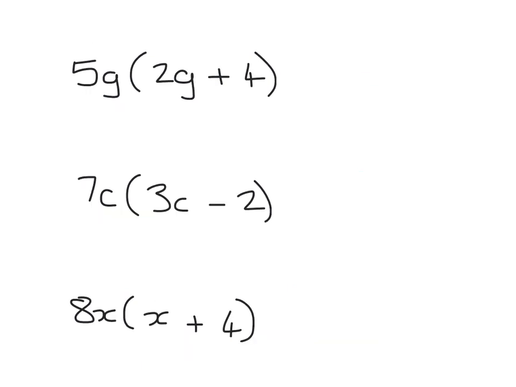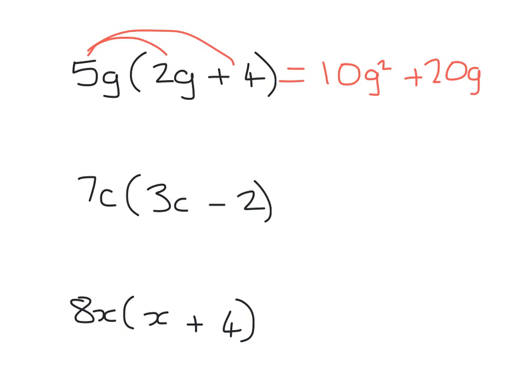Now in these questions, we've got a letter and a number outside the bracket. So our rule changes slightly. We still multiply together. So 5 multiplied by 2 will be 10. However, g multiplied by g will give us g squared. And then we've got 5g multiplied by 4, which will give us 20g.